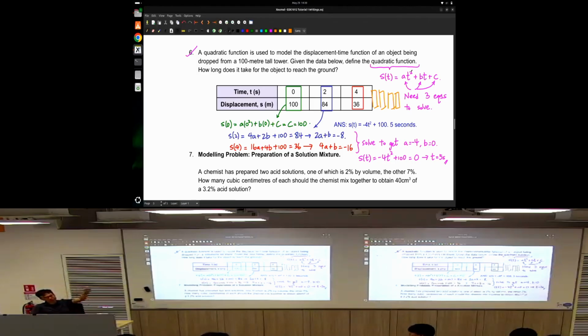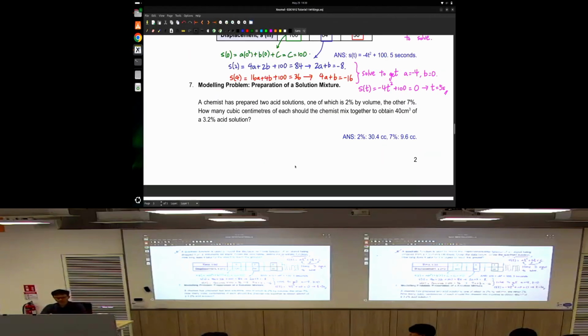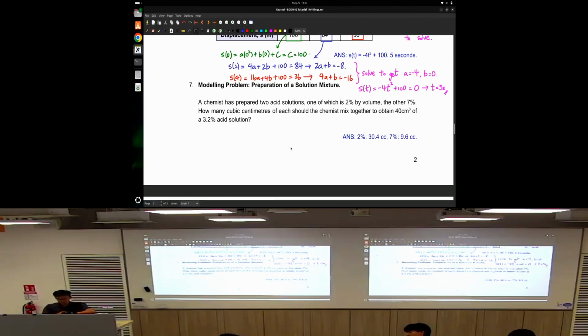Okay? So we're going to cover that in Math 3, how to fit those points. So Math 3, come back to the linear algebra thing again. Okay? Of course, at a more interesting application level. So question 7. Do I need to do question 7? 2 acid solutions, then after that mix together, you need to get the 40 cm cube of 3.2% acid solution. Yes? Okay. Yeah, so question 7, hopefully you have tried already.